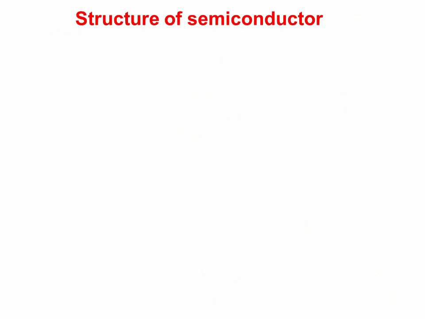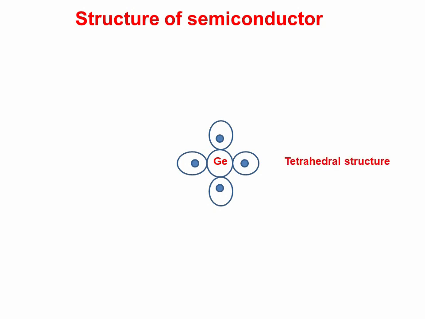Next, we are going to study the structure of semiconductor. This is a single germanium atom. It has a tetrahedral structure. That means it has 4 valence electrons. On the 4 sides, it has each electron present in there.